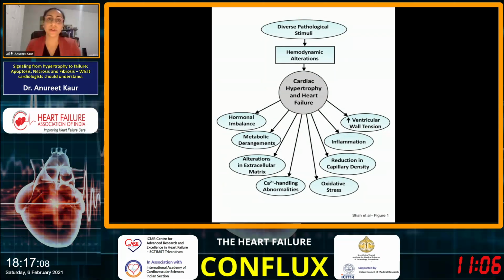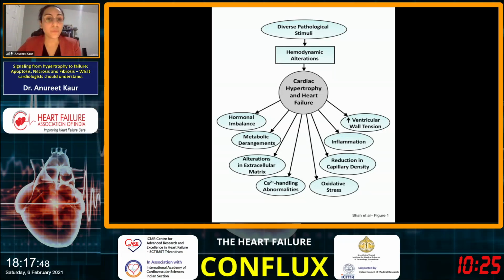We all know that there could be a genetic reason, and myocardial infarction being the number one. Then we have pressure overload and volume overload. It could be related to aging. We have different cardiomyopathies, diabetic cardiomyopathies. All these stimuli can produce hemodynamic alterations with relation to the volume and pressure of the blood. That can lead to cardiac hypertrophy and heart failure, which is also associated with different abnormalities.